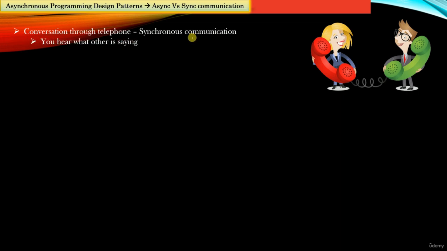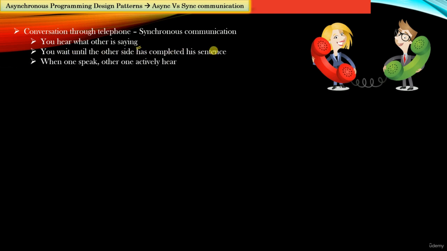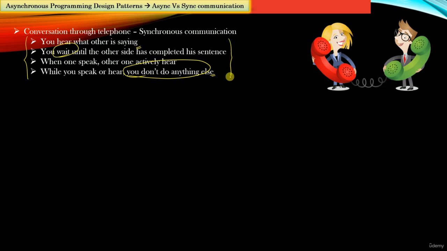When you have a conversation on the telephone, let us analyze the steps involved. You hear what the other is saying and you wait until the other side has completed his sentence. When one speaks, the other actively hears. And while you speak or hear, you don't do anything else. So you can see the symptoms of synchronous programming here. You perform the steps in a definite order, and you also find the element of getting blocked or doing nothing other than waiting for something to complete. So this is the example of the synchronous way of communication.